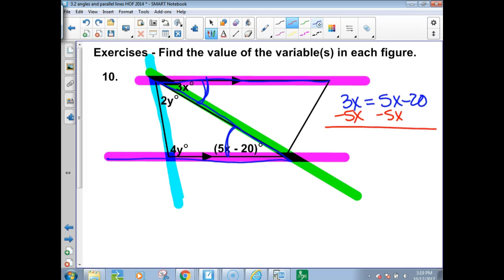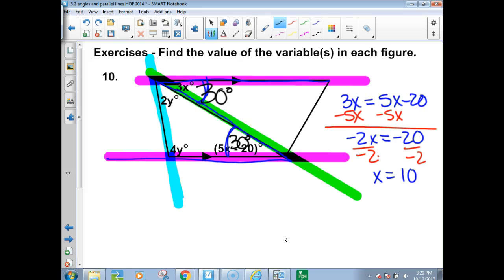And sometimes we get confused when this happens. 3x minus 5x is negative 2x. And then you have to bring down the minus 20, which is negative 20. And sometimes we forget to do that and we get a negative answer. This should actually turn out positive, which is kind of important. And since these have to be positive angle measures, we get 10. Now, substitute that back in here. How big was the angle where the 3x is? And how big was the angle down here where the 5x minus 20 is?